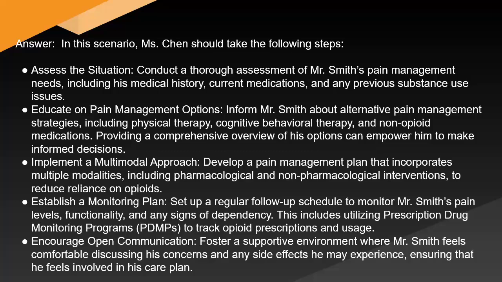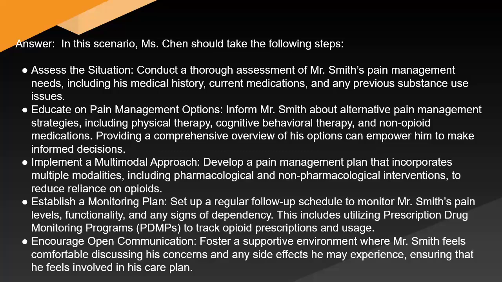Answer: In this scenario, Ms. Chen should take the following steps. Assess the situation. Conduct a thorough assessment of Mr. Smith's pain management needs, including his medical history, current medications, and any previous substance use issues. Educate on pain management options. Inform Mr. Smith about alternative pain management strategies, including physical therapy, cognitive behavioral therapy, and non-opioid medications. Providing a comprehensive overview of his options can empower him to make informed decisions.